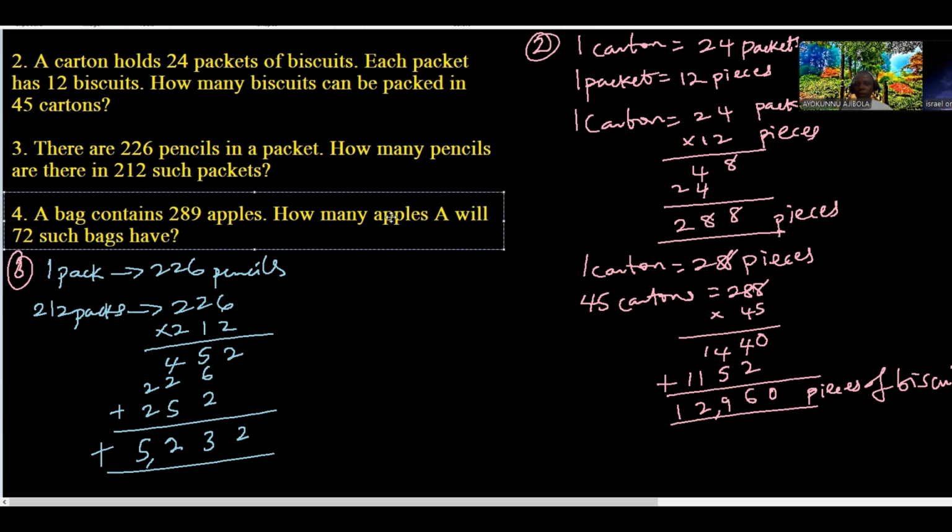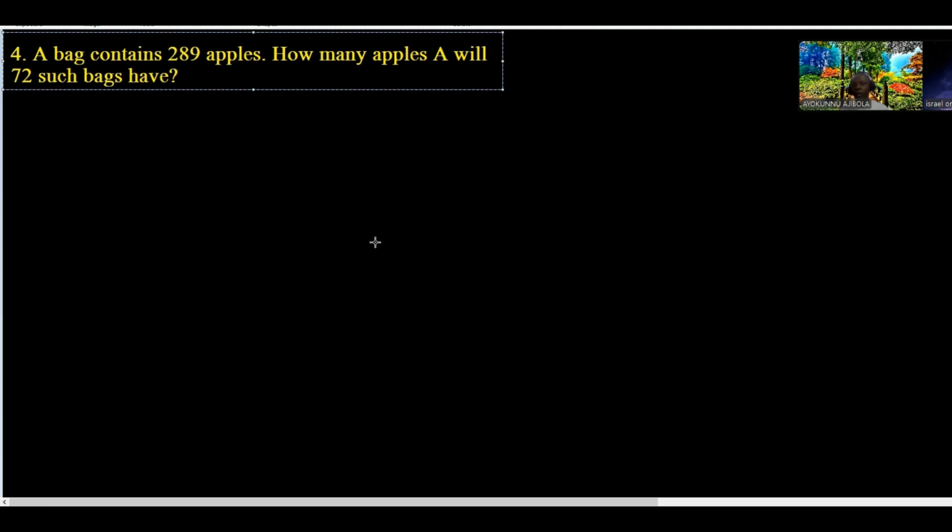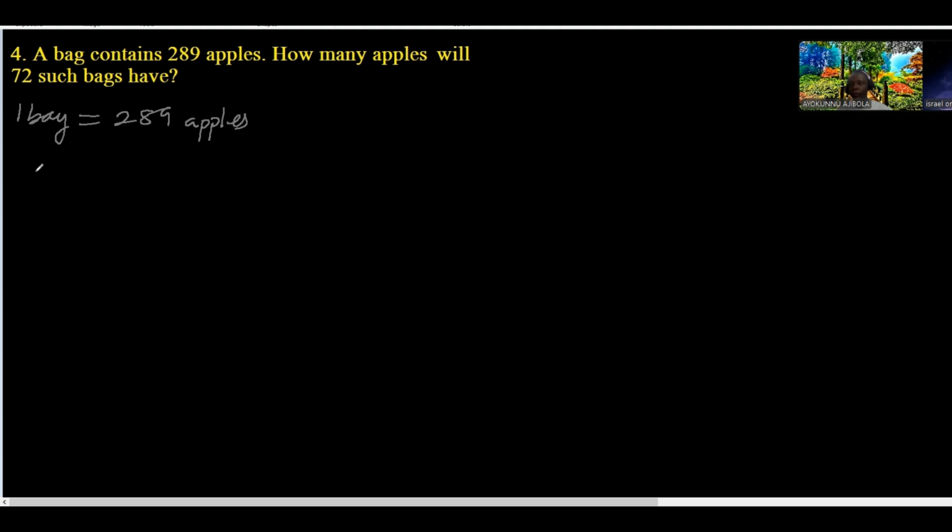So we're going to have here a bag contains 289 apples. How many apples will 72 such bags have? So say apples, not eight. So that means we are multiplying also, okay? So to multiply this, we simply have one bag equal to 289 apples. So 72 bags will be equal to 289 times 72.